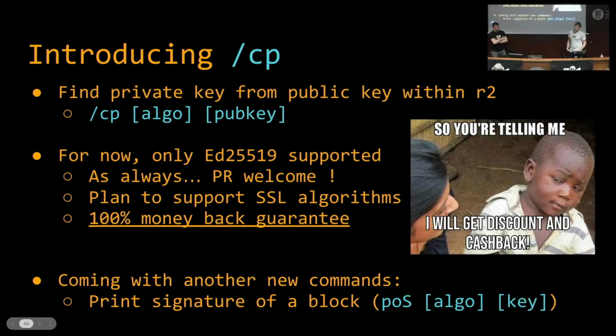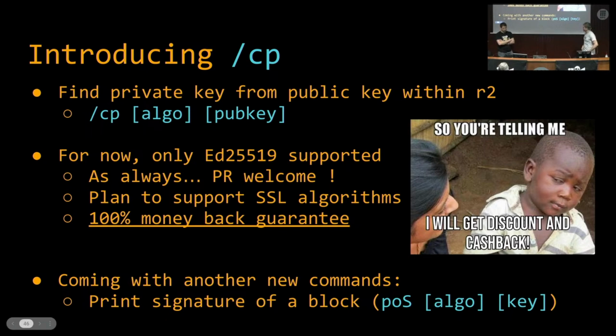So basically it will allow you to search for the private key in your binary if you have the public key, just by typing /cp, the algorithm parameter and the public key. So far there is just ED25519 supported. As always, PRs are welcome. Maybe in the midterm, the goal would be to support SSL algorithms so that you will have all the signatures from OpenSSL.